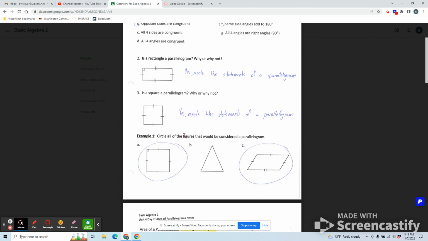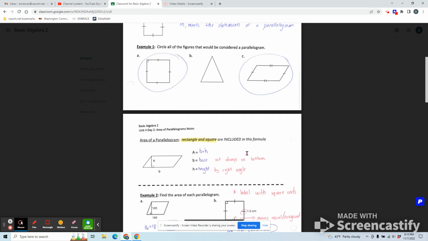So example 1 is just asking you which one would be considered a parallelogram. So A and C, it meets the criteria. Yes, letter A is a square, but it is also considered a parallelogram because it meets those properties. And you may be thinking, well, why does it matter if we have a square or a rectangle or a parallelogram? Well, because we're finding area of a parallelogram. For purposes of this class, we're not doing a separate lesson on area of a rectangle or a separate lesson on area of a square.